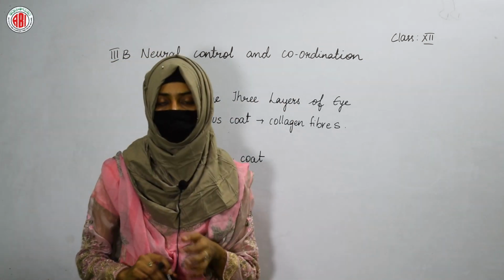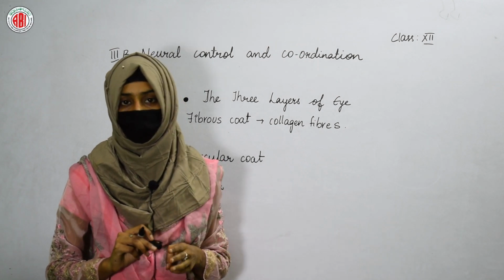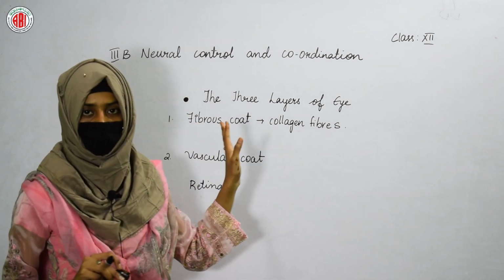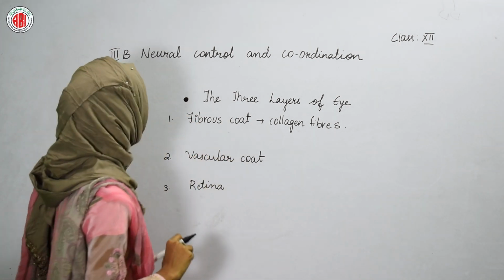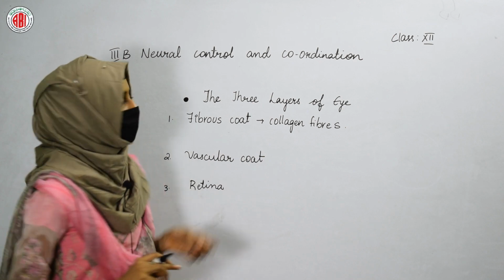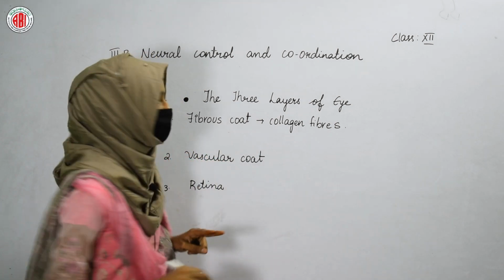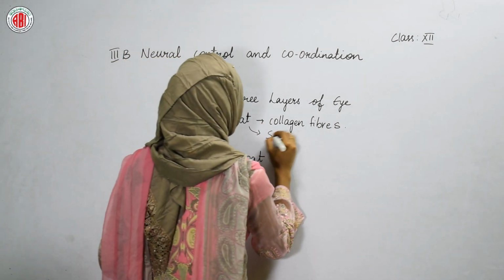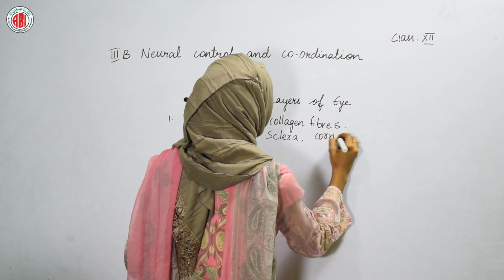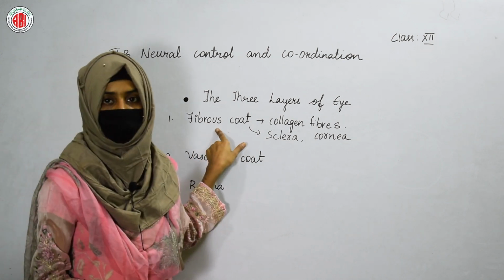Let us see the structure of our eye. Whenever you see the structure of our eye, you will find 3 layers, and those 3 layers are: one is the fibrous coat, which is made up of collagen fibers, the other one is the vascular coat, and the third layer is the retina. So the first layer, the fibrous coat, shows 2 main parts, and those are the sclera, and the other part is the cornea. These 2 parts form the uppermost layer, that is the fibrous coat.